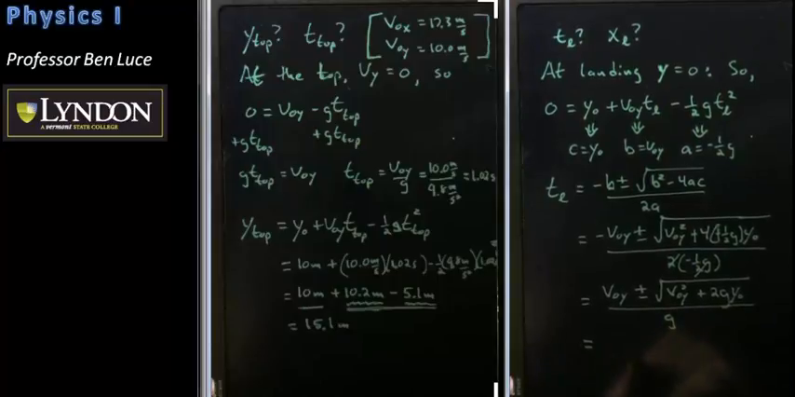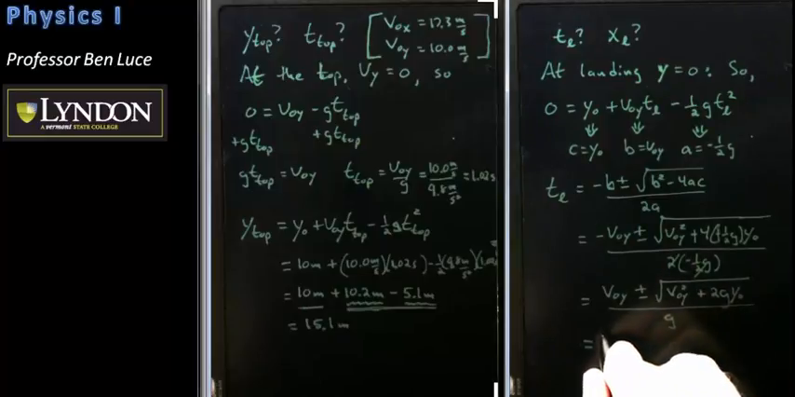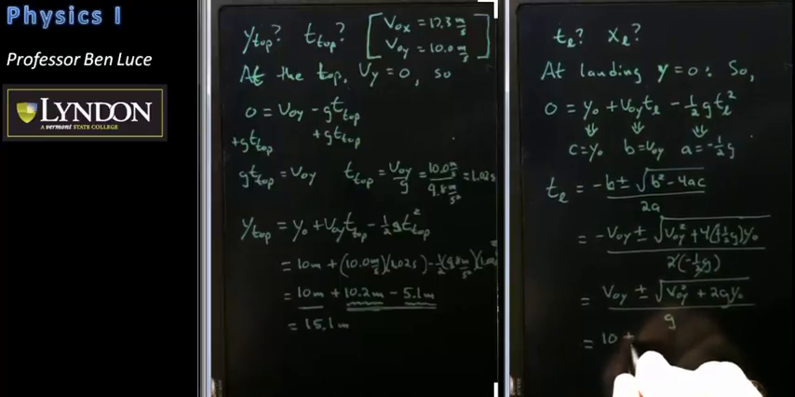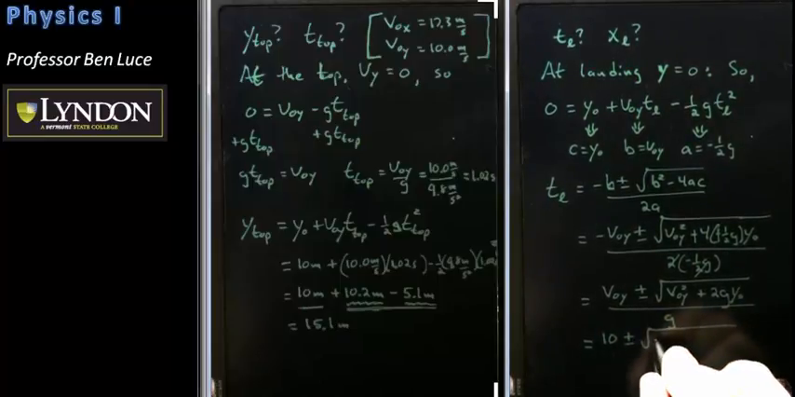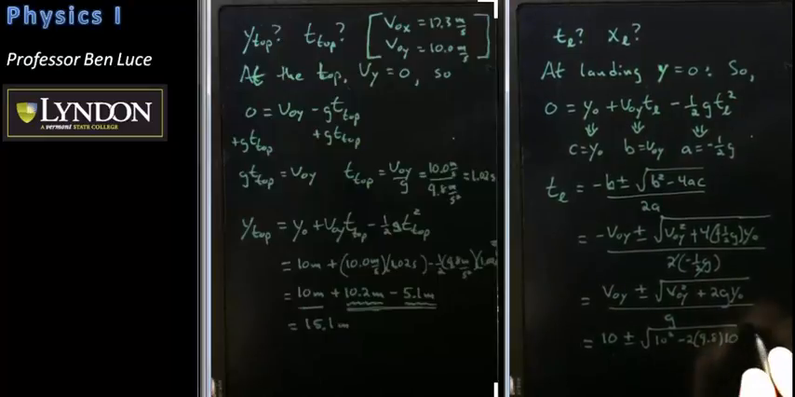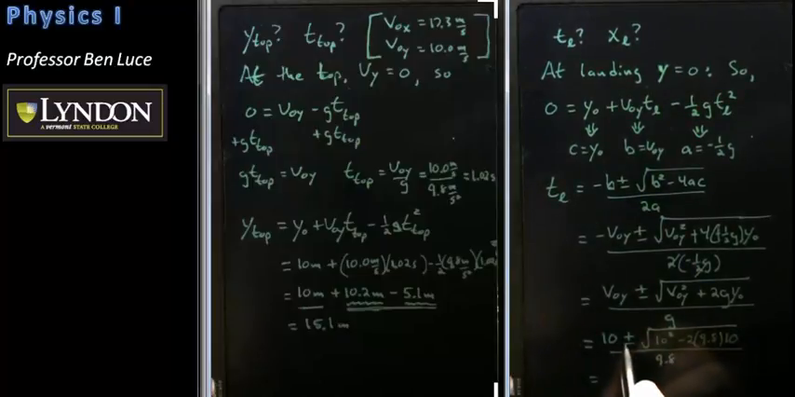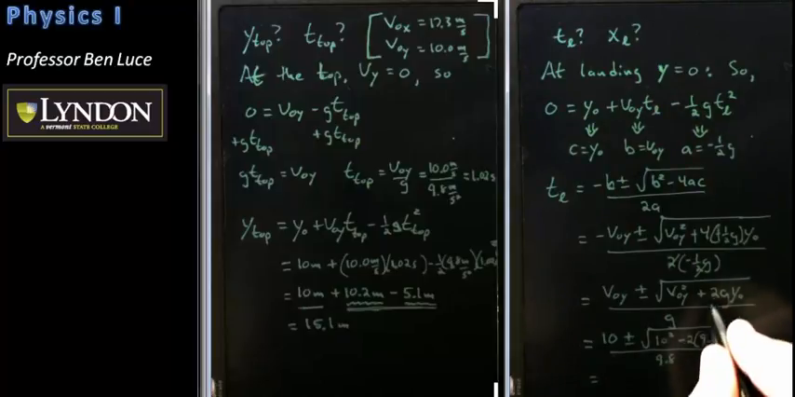Now we can plug in and find TL. V naught y is 10, and here I'll put in the numbers without the units, just to move things along. So we'll have 10 plus or minus the square root of 10 squared, plus 2 times 9.8 times 10, as well here for the initial elevation, divided by 9.8. And we have to see here about the signs, about whether we take the plus or minus. Oh, and that's a plus right there.